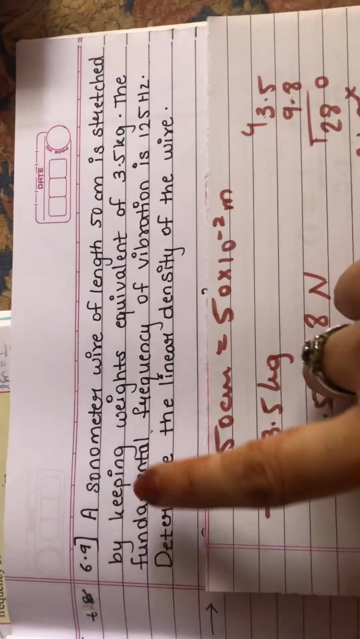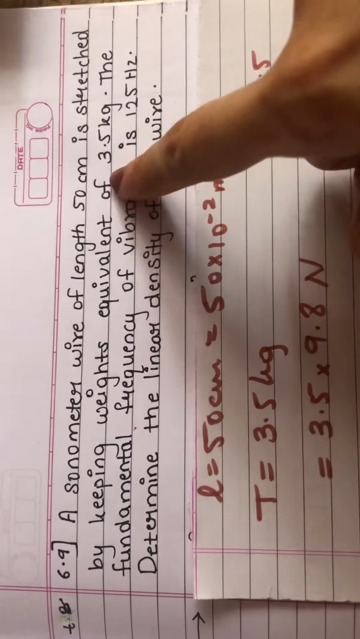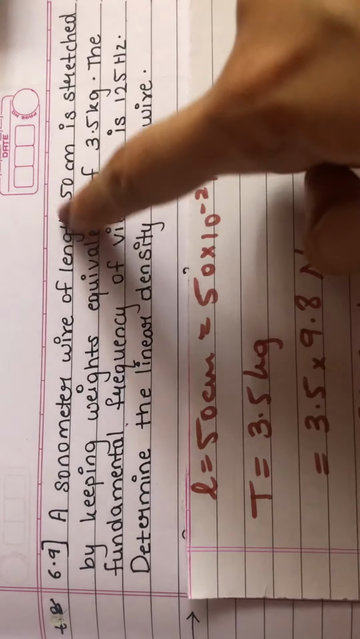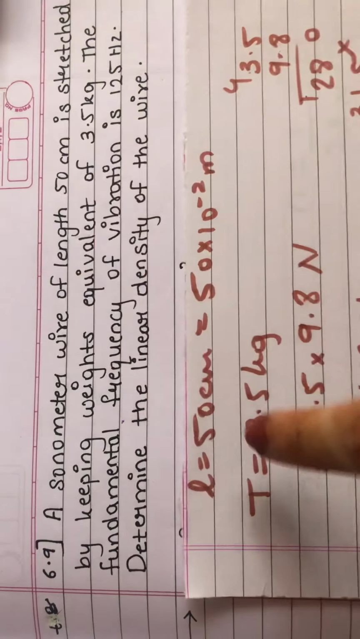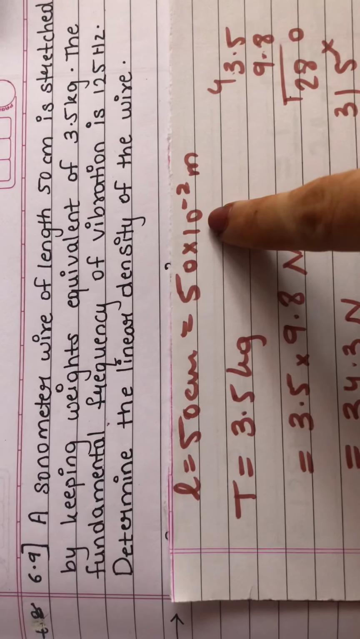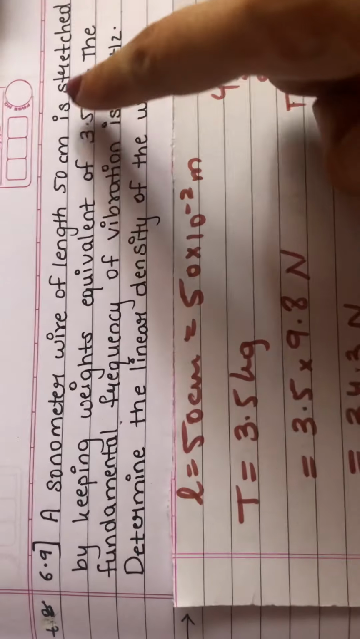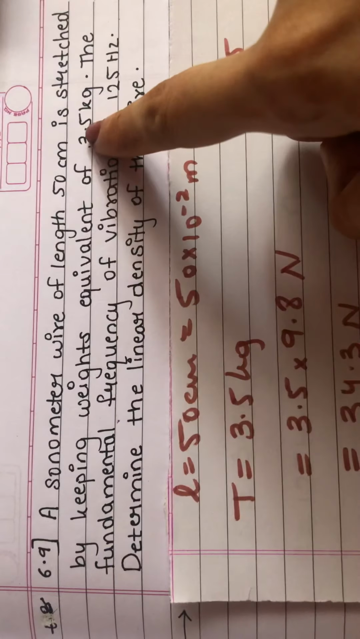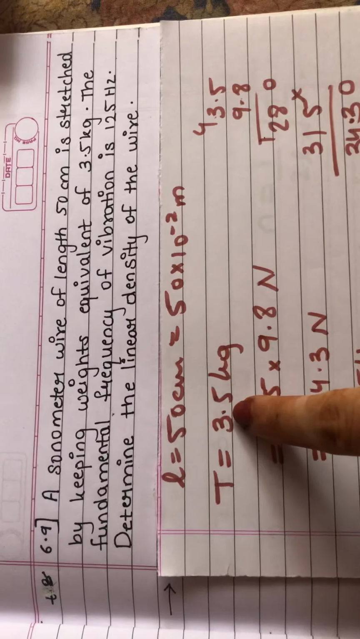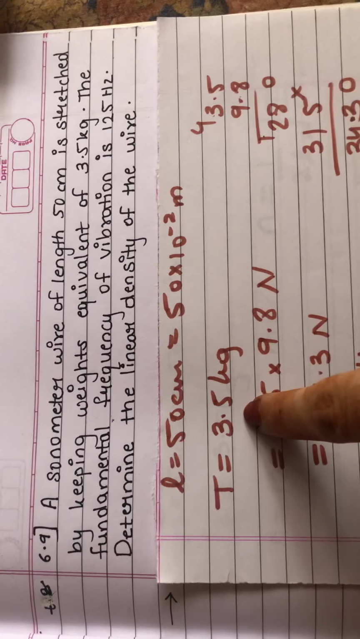A sonometer wire of length 50 centimeter is stretched by keeping weights equivalent of 3.5 kg. Here the length of the stretched string, or the wire, is 50 centimeter. We convert it into meter, so 50 into 10 raised to minus 2. The tension is 3.5 kg, that is, the weights of 3.5 kg is kept.